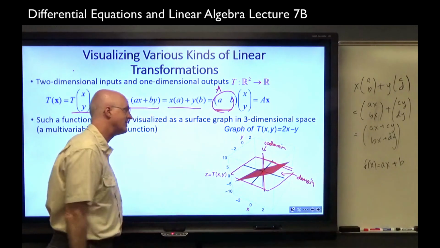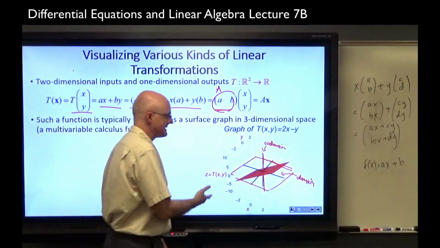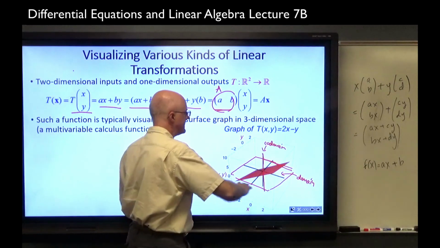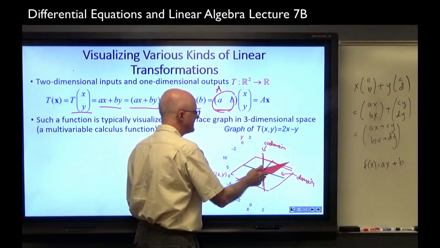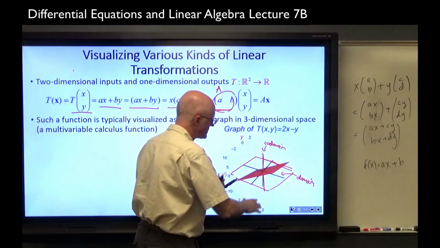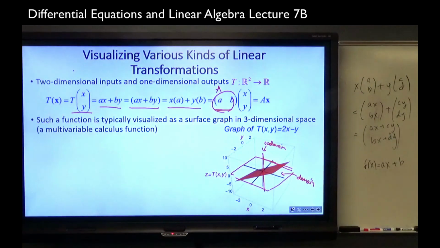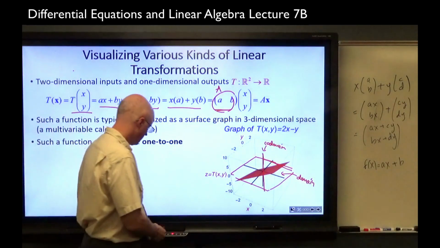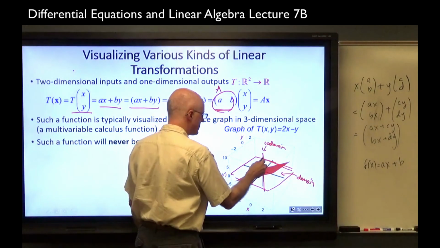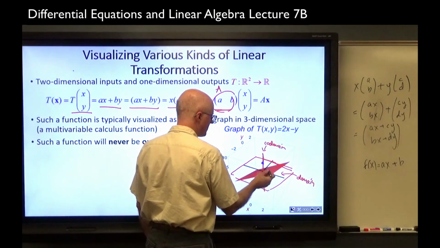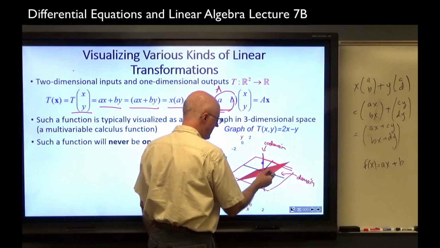The graph is a plane sitting inside three-dimensional space. For any given input, you get an output. It's because the domain is two-dimensional that you get a surface here, a two-dimensional thing. Such a function will never be one-to-one. Right? For any given number on the vertical axis here, say right there, there are going to be lots of points in the plane that get mapped to that.